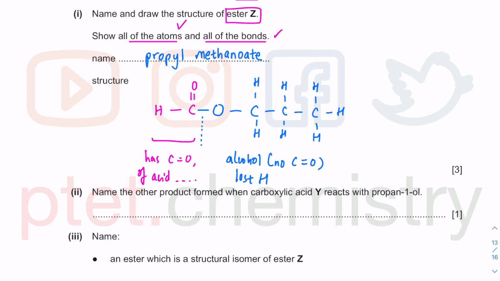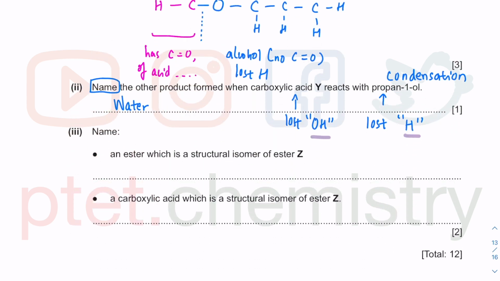So the acid has lost the OH. We're not talking about ions here because we are not talking about an acid-base reaction. This reaction is called condensation. When you form an ester, you call it a condensation reaction. When you form many esters, you call it condensation polymerization. So this OH and the H come together, they give you water. So name the other product. The other product is just water.